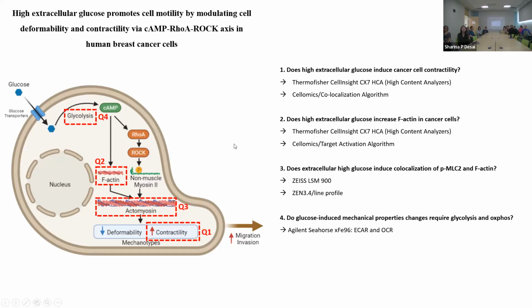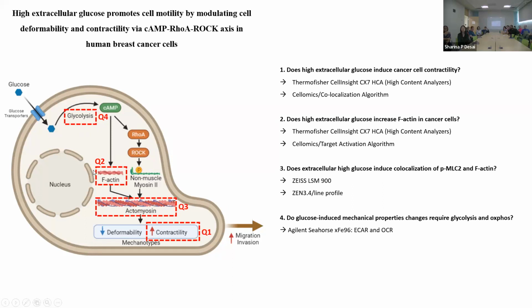I have four questions for this project. First, does high extracellular glucose increase cell contractility? Second, does high extracellular glucose increase stress fiber activity? Question three is, how will we use optimization of phosphorylation? And the last question is, is this a kind of large society? So today I will talk about these. Thank you.